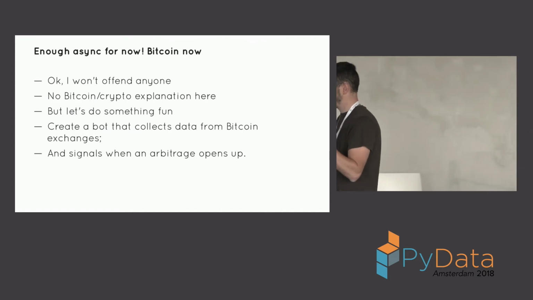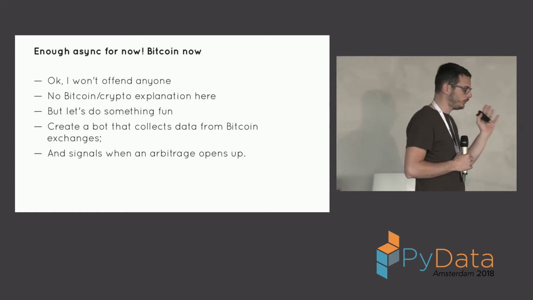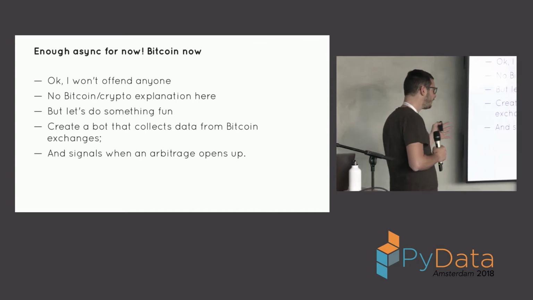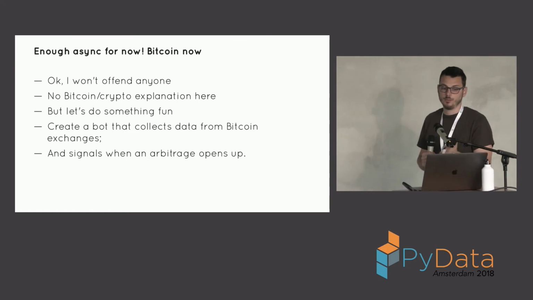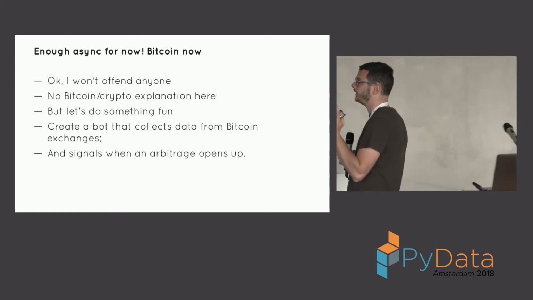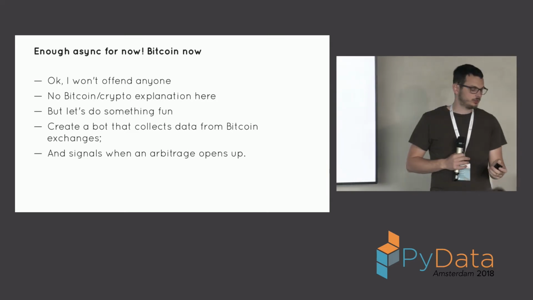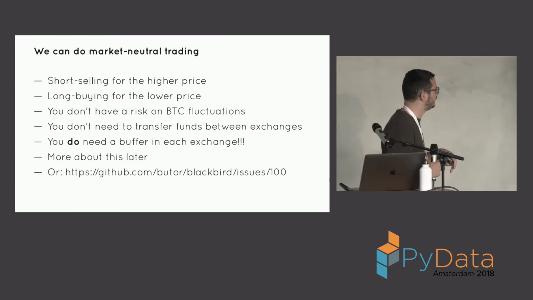Well, enough async. Now Bitcoin. What have I done with Bitcoin? I don't want to offend anyone with Bitcoin or crypto explanations here, but we want to do something fun and get a bot that collects data from Bitcoin exchanges and basically signals when an arbitrage opens up. If you don't know what an arbitrage is, I will explain it more at the end.